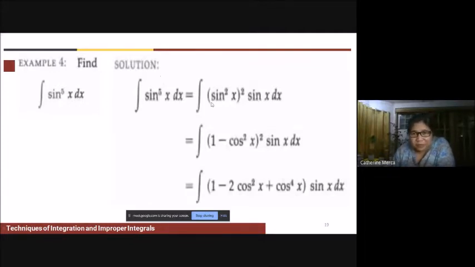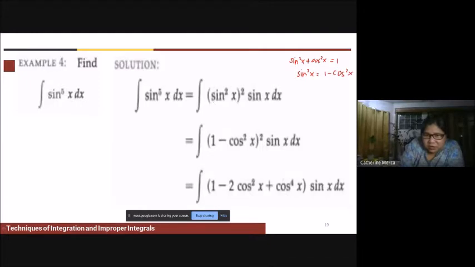So, from here, your sine to the fifth can be rewritten as sine squared x, the quantity squared. But what is sine squared x? Use your formula again: sine squared x plus cosine squared x equals 1. So, sine squared x can now be rewritten as 1 minus cosine squared x.